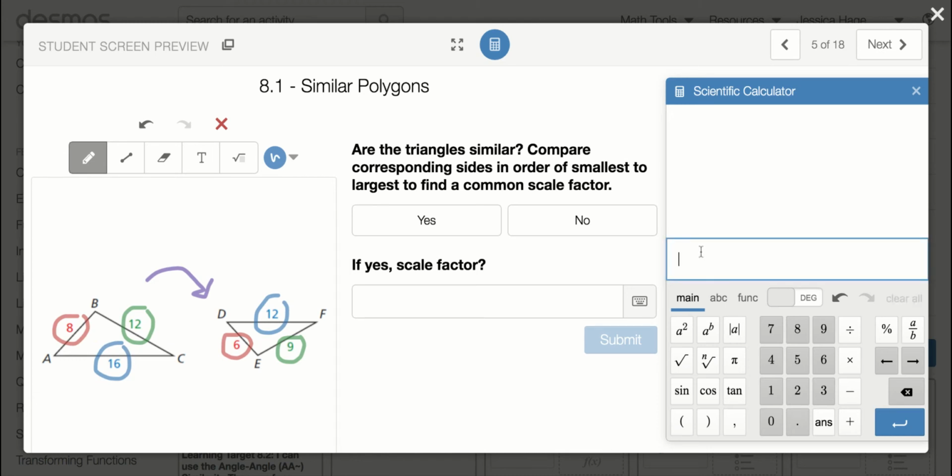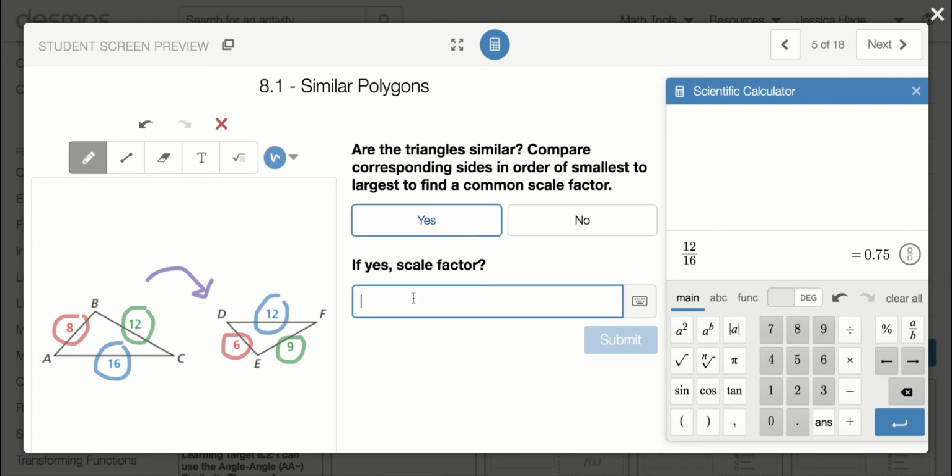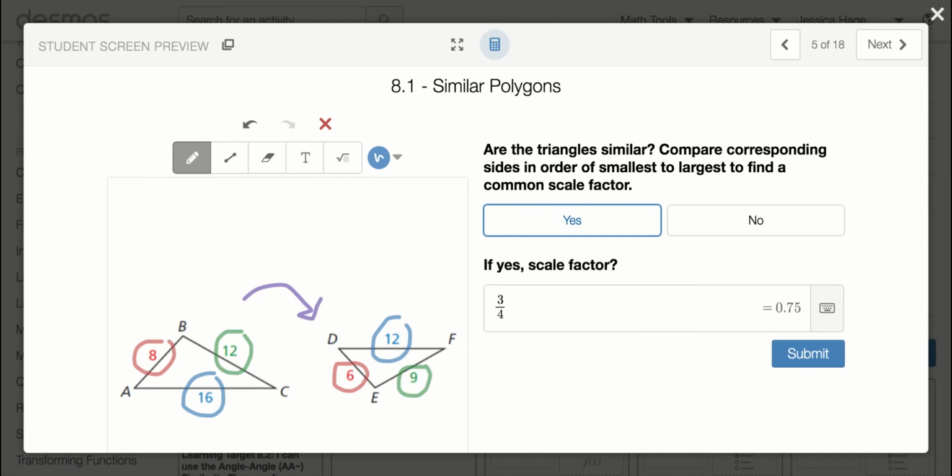So then we have 12 over 16, and that is 0.75. So this is a yes. And our scale factor is going to be 3/4, which equals 0.75. All of these fractions would reduce to 3 over 4. The easiest one would probably be 6 over 8 because you could divide both of those by 2. So yes, these triangles are similar.